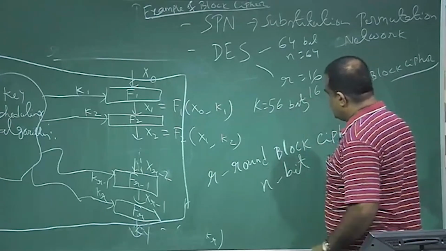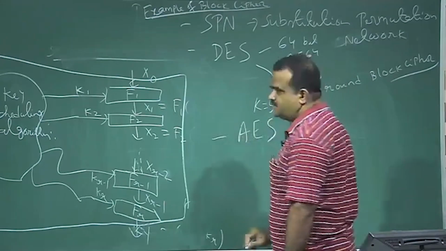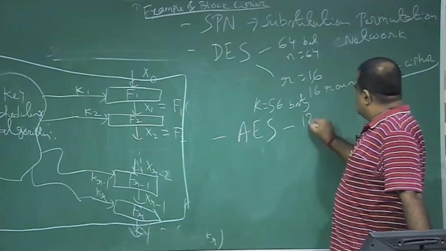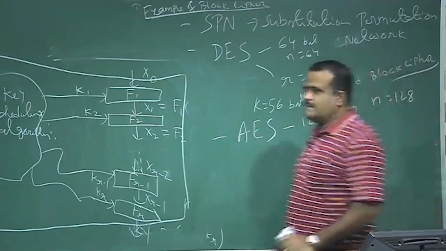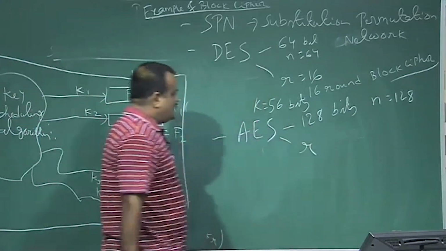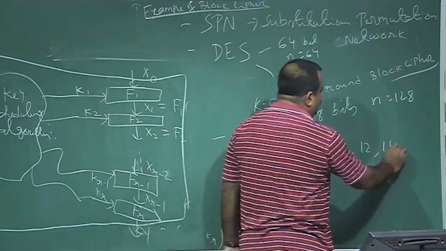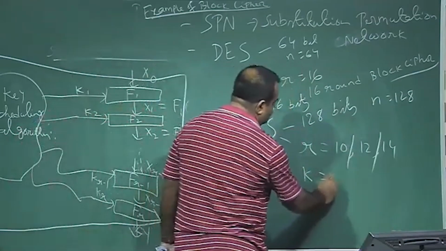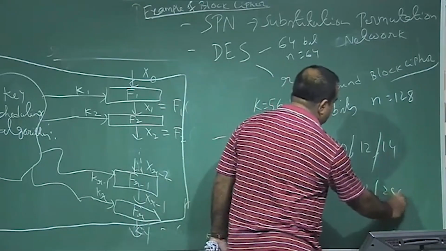And another example is AES, the Advanced Encryption Standard, which is basically Rijndael. This is also a block cipher. It is a 128-bit block cipher, that means n is 128. So the plaintext and ciphertext size is 128 bits, and R has different versions. The number of rounds is either 10, 12, or 14, depending on the size of the key. If the key is 128 bits, then it is 10 rounds; 192 bits, 12 rounds; 256 bits, 14 rounds.